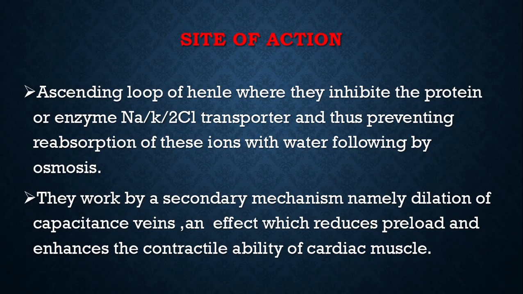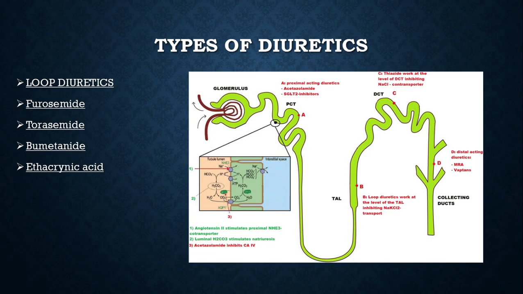As a result, the ions will remain in the tubules, and if they remain in the tubules, water will also follow by the process of osmosis. So to simplify this, when loop diuretics are taken, they act at the ascending part of the loop of Henle, where they inhibit the sodium potassium chloride transporter. When they inhibit this transporter, these electrolytes are not reabsorbed back into the blood. And if they are lost, it simply means the water or fluid will follow through osmosis.